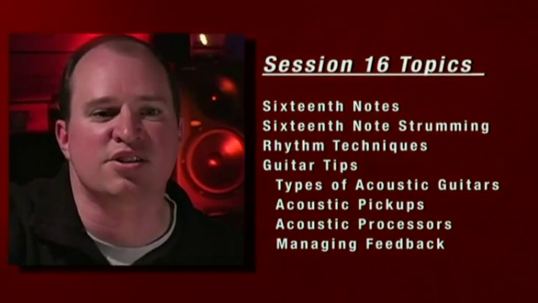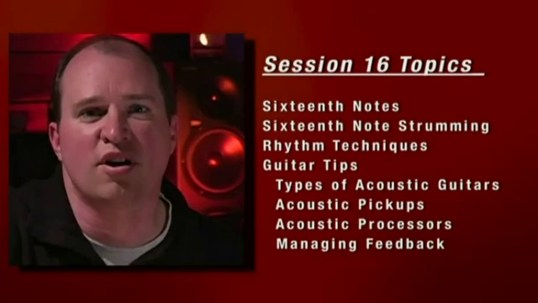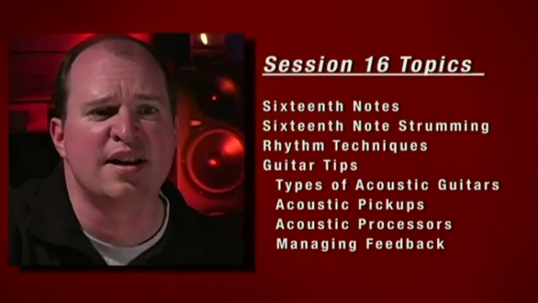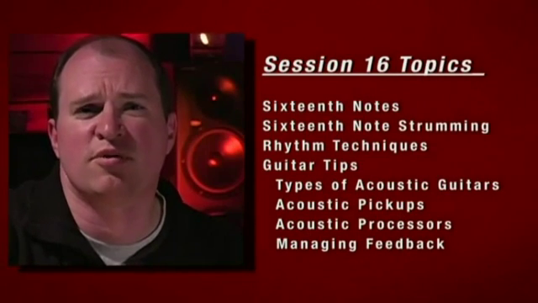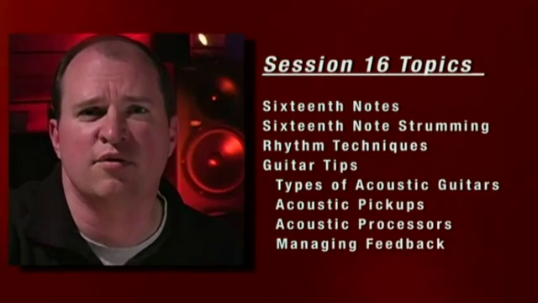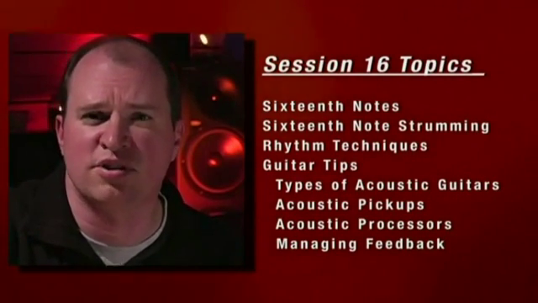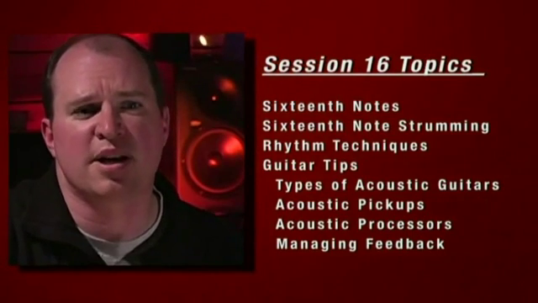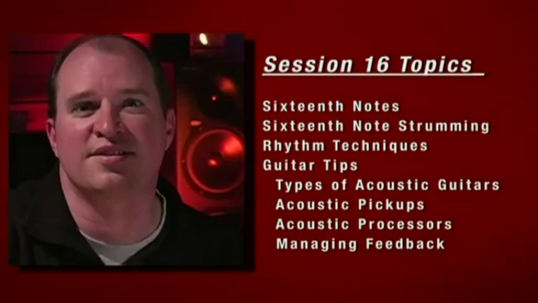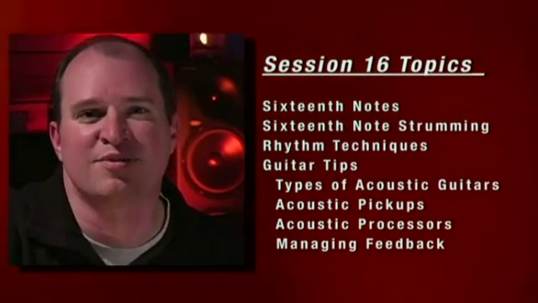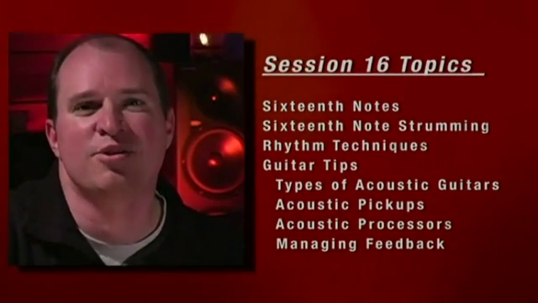In the guitar tips section, we're going to talk about acoustic guitars, different types of acoustic guitars: steel string, nylon string, 12 string. We're going to talk about some different equipment for acoustic playing, if you're interested in using some effects with your acoustic: pickups, processors, and how to manage feedback, one of the worst things that an acoustic guitar player always finds himself in. Okay, so let's go ahead and get started.